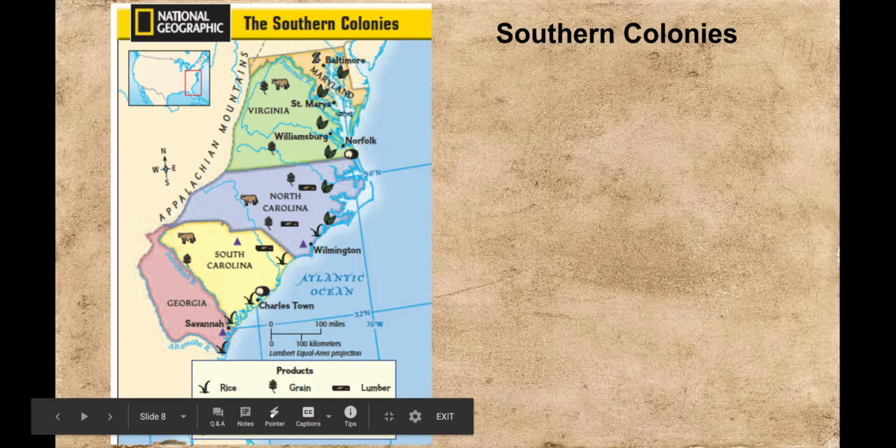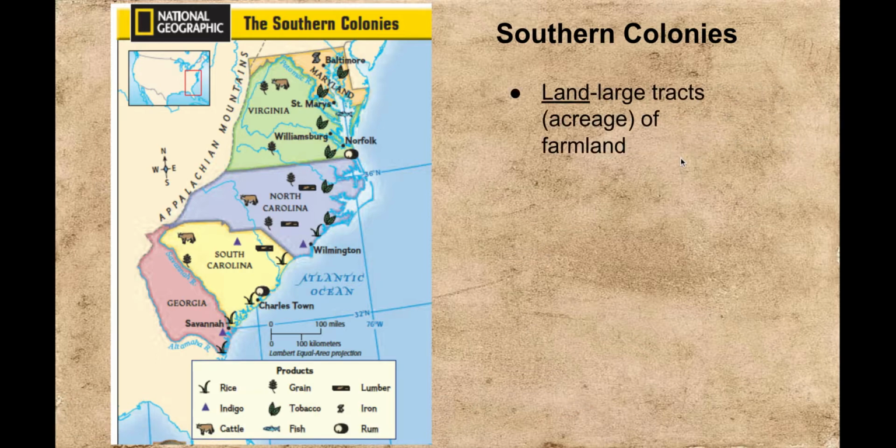heavily agricultural. Now, with that being the case, understand that a lot of the farming here happened in large tracts or acreage of farmland. And the geography of the land was very different depending upon where you were. So areas like Maryland, Virginia, North Carolina tended to have a lot of hillside versus the more flat territories of land in the South Carolinas and Georgia.